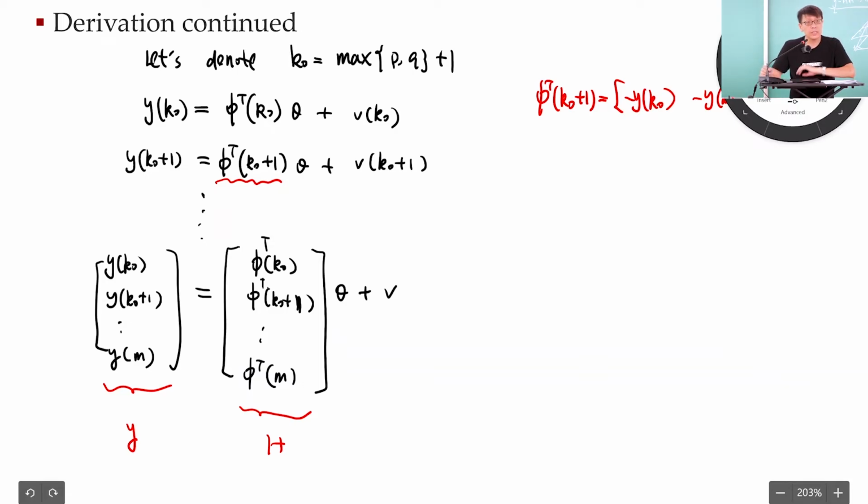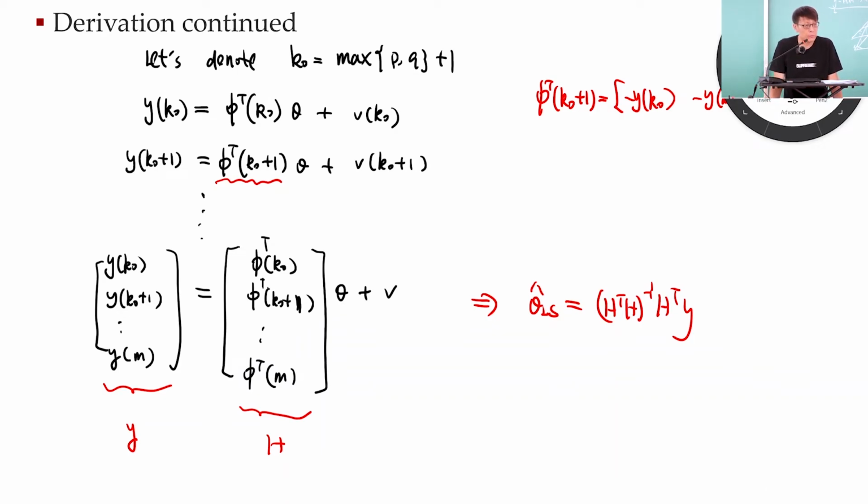I have a theta. It's all the coefficients. So my least square estimate for this autoregressive coefficient will be H transpose H inverse H transpose Y. I think you should be very familiar with this. Any questions?